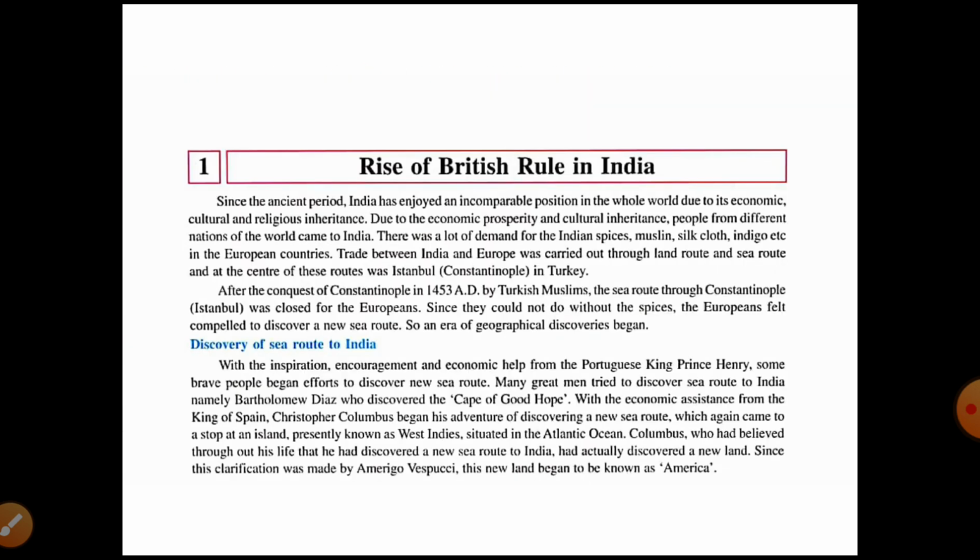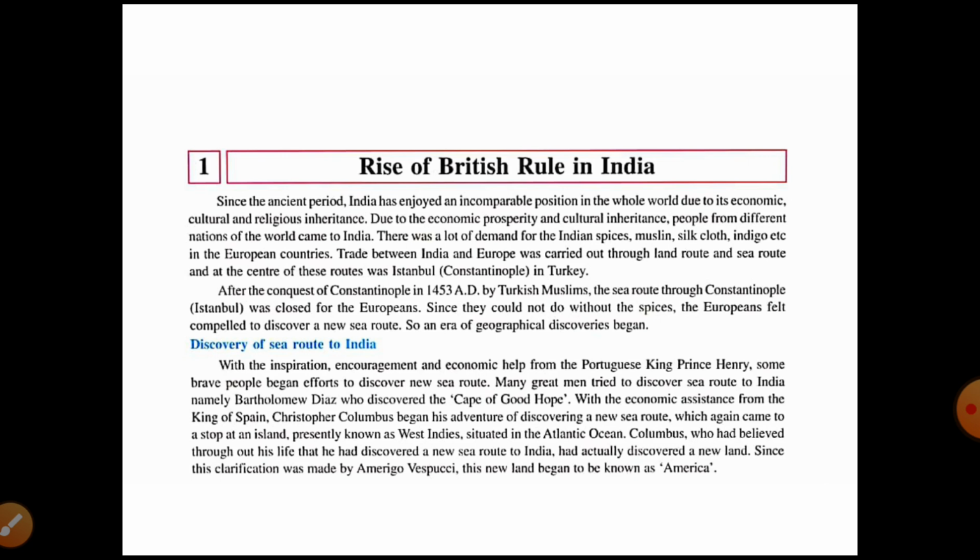First, rise of British rule in India. Since the ancient period, India has enjoyed an incomparable position in the world due to its economic, cultural and religious inheritance. So in the ancient period, India enjoyed an incomparable position, which means India could not be compared with other countries. It was economically rich, its culture was varied from other countries, and its religions were also different from other countries.